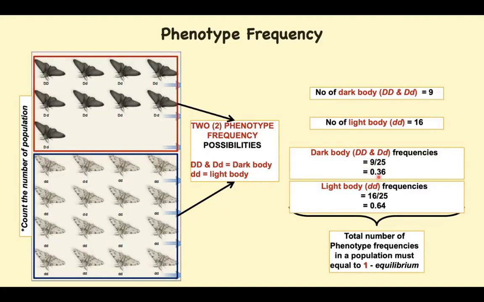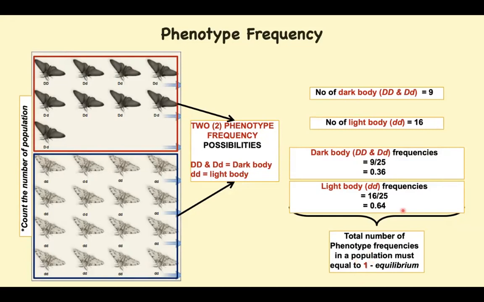This is the phenotype frequency. This is the frequency. So possibility ada 2, sama ada dia dark body and light body. Tapi when you count the frequency of the dark body, this is what you get. Okay. Dark body and light body. Okay. Total for the two frequencies mesti sama dengan 1. So the total number of phenotype frequencies in a population must equal to 1.